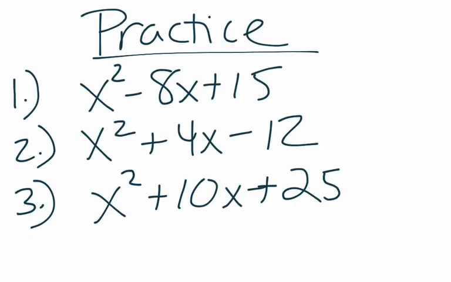All right, without any further ado, let's get to some practice work. And here they are. X squared minus 8x plus 15, x squared plus 4x minus 12, and x squared plus 10x plus 25. That's kind of a jacked up plus sign. Sorry about that. So just try to factor these. Be patient. If you get them wrong, just do the check, multiply them, and if they're wrong, try something else. It's really the only way to get better at them.